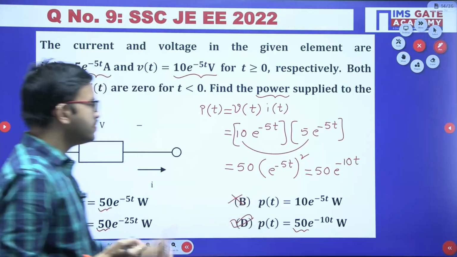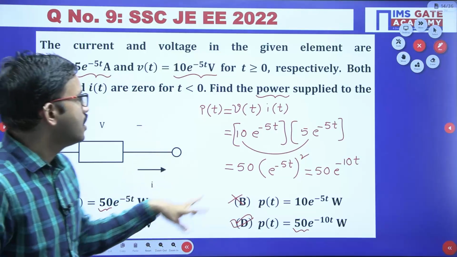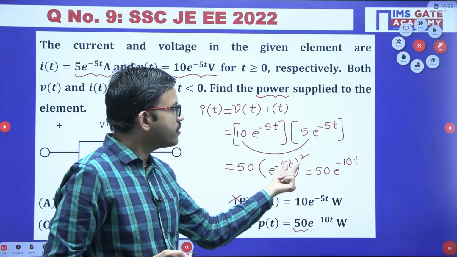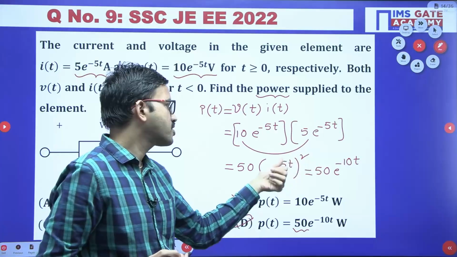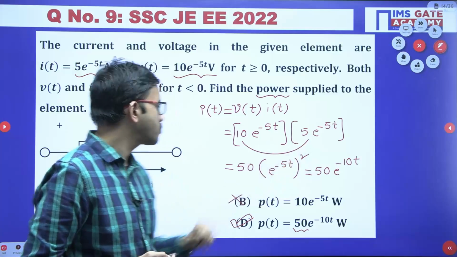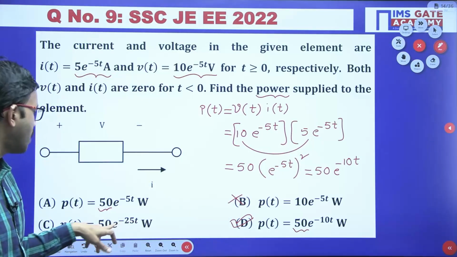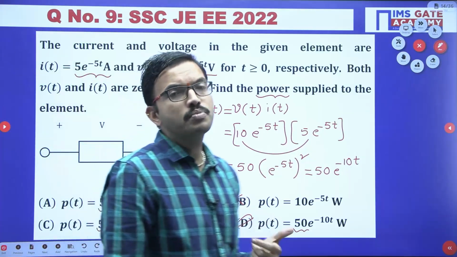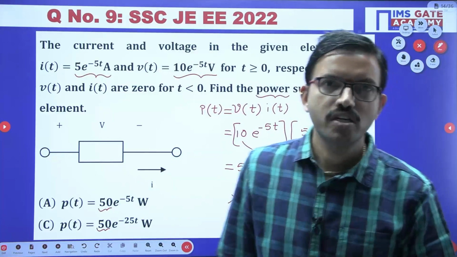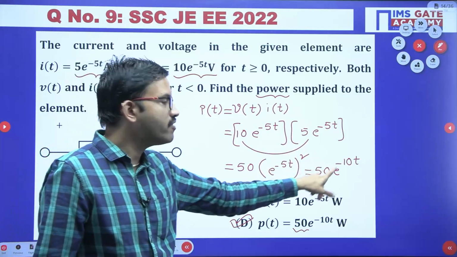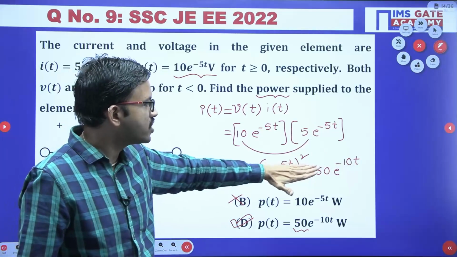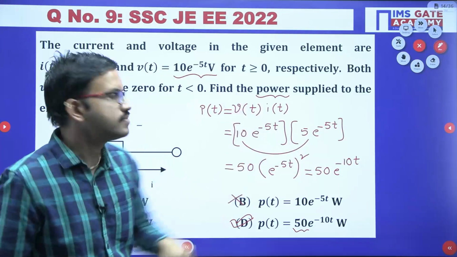But sometimes few people will make a silly mistake. Here 5 e power minus 5t whole square is there, right? Some people will think 5 square means 25, like you have in option C. Few people may select that option, but that is not correct, because the formula is a power m whole power n is a power mn. That means whatever powers you have, you have to multiply. Okay.